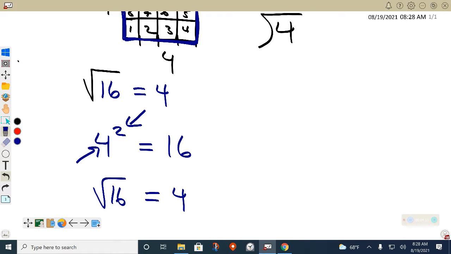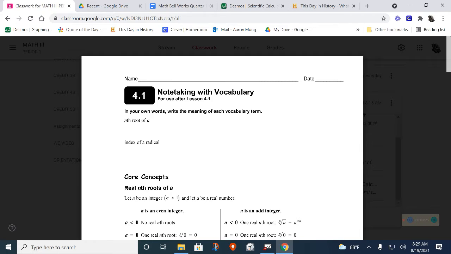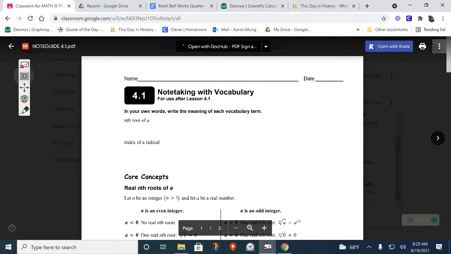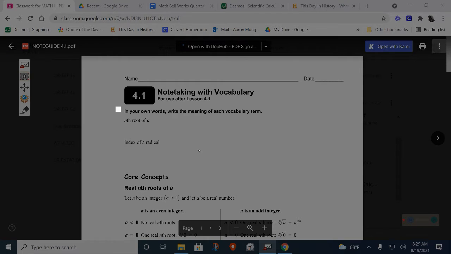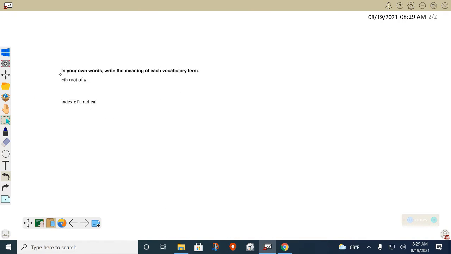Now, you have your note guide in front of you? Okay. Let me get mine out here. Let's define a few words first. After this, promise. Give me a few minutes here. I got you. All right.